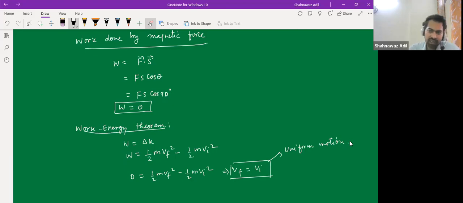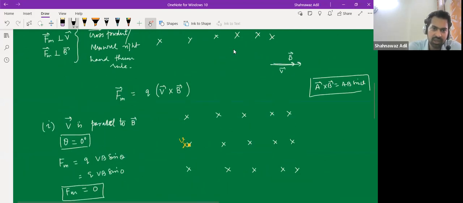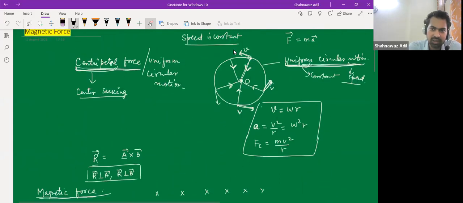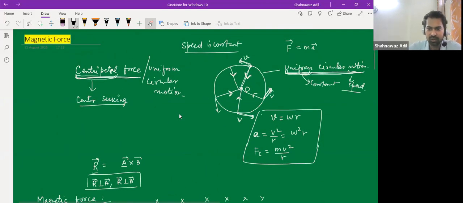Okay, so in the presence of a magnetic field, the work done by the magnetic force on the charge is zero, and the magnitude of velocity would be constant. So these are a few results of the magnetic force. You guys note it down, and then we will go ahead.